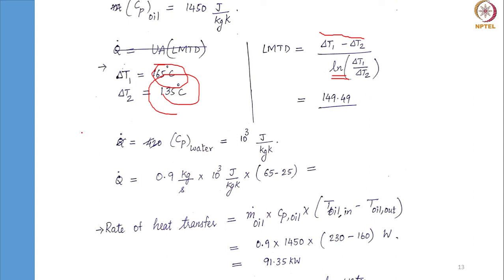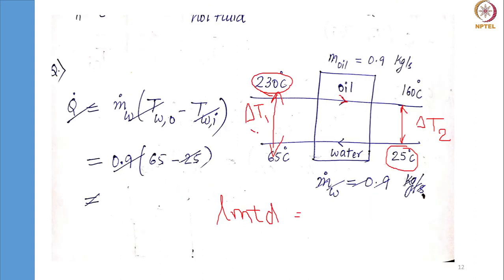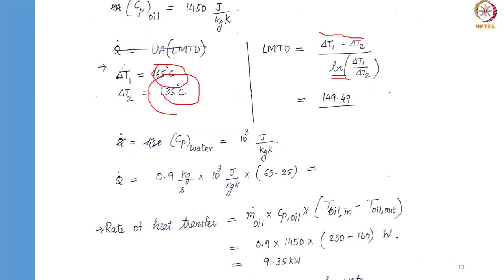Is everyone comfortable with LMTD? There should not be any problem once you find delta T1 and delta T2. It's just plugging the values in this formula. So the right answer is 149.49. The person who was telling about 150, are you comfortable? Yes, I made a mistake. Okay, fine. That's okay.